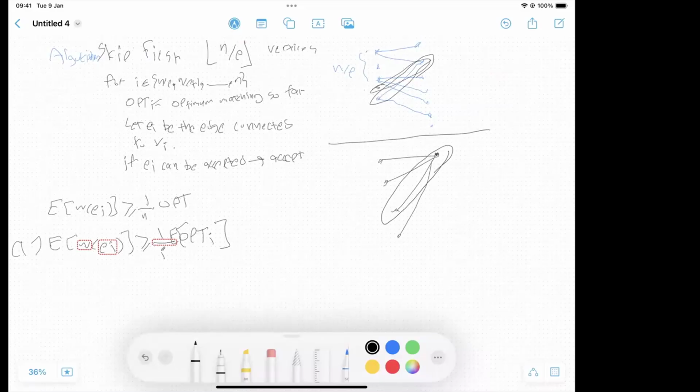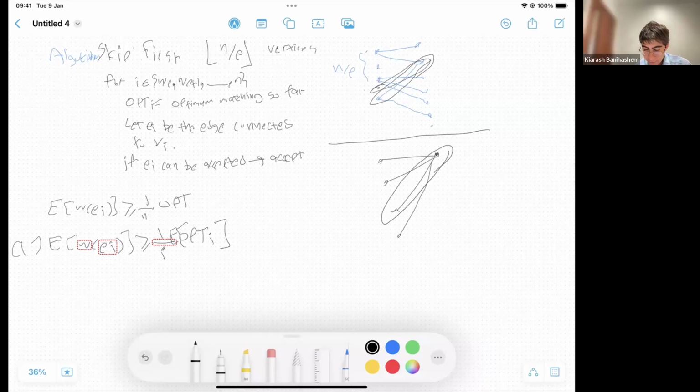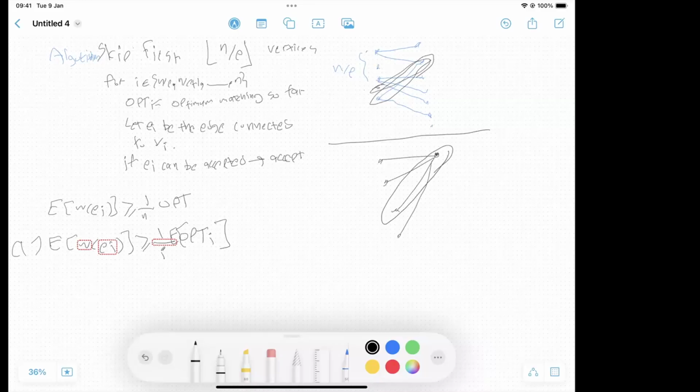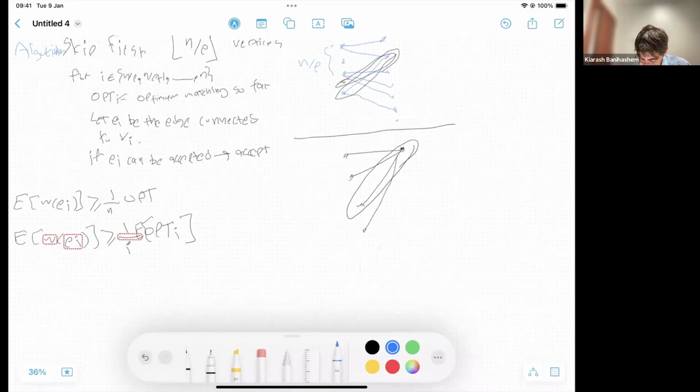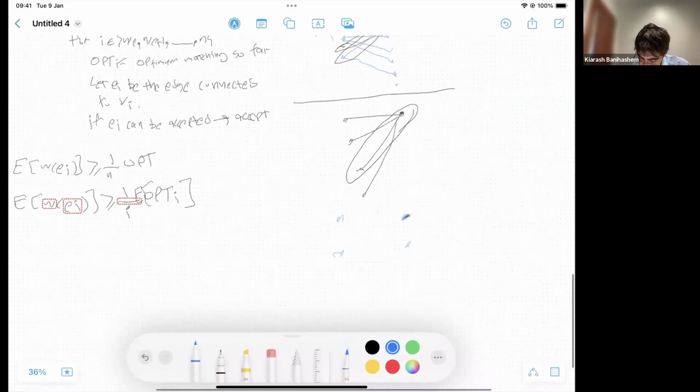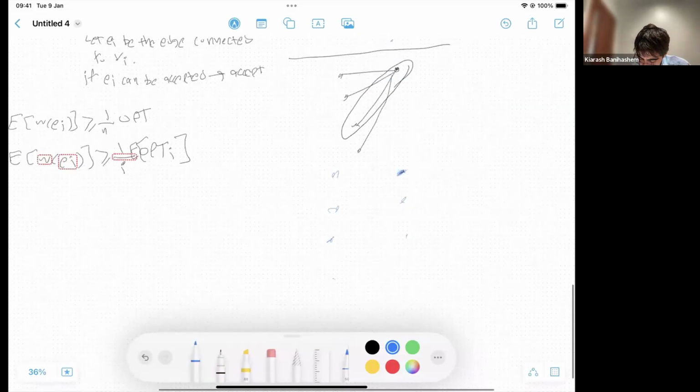Can you explain why this W of EI is greater than 1 over n of opt? So let's say I fix the set of the vertices 1 to I. I don't fix their order yet, I just calculate their set. So I'm going to have a matching like this. This is not all of the elements, this is just the first I elements.